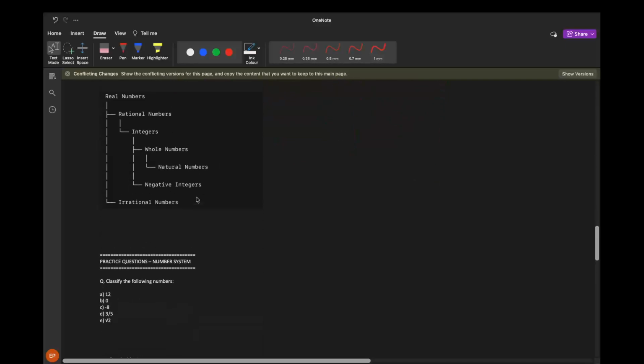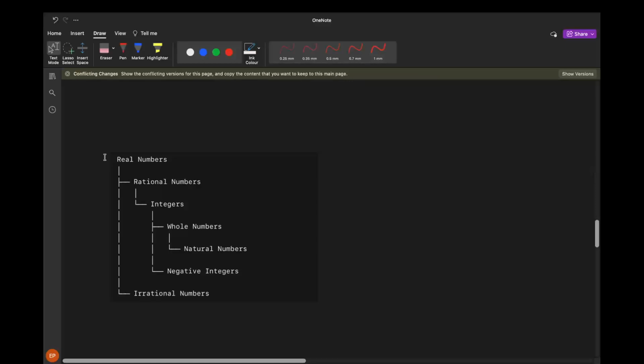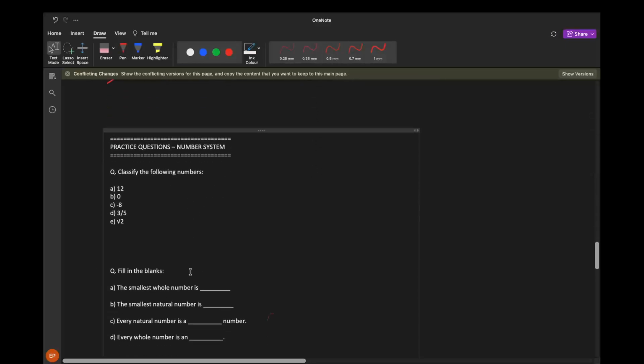We'll see one tree-like structure. This is what I draw now. First comes real numbers. In real numbers, rational and irrational are sub-branches. In rational, integers; in integers, whole numbers; in whole numbers, natural numbers. Negative numbers are also included in integers, just I took them separately as negative integers.